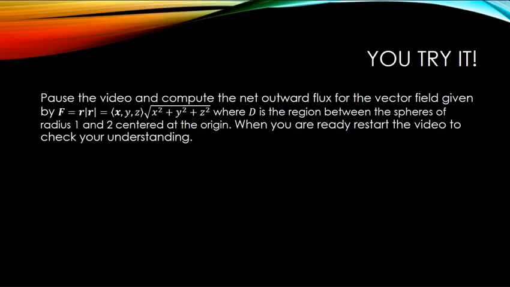Pause the video and compute the net outward flux for the vector field given by f equal to r times the magnitude of r, which can also be expressed as the vector with components x, y, z, times the square root of x squared plus y squared plus z squared, where D is the region between the spheres of radius 1 and 2 centered at the origin. When you're ready, restart the video to check your understanding.